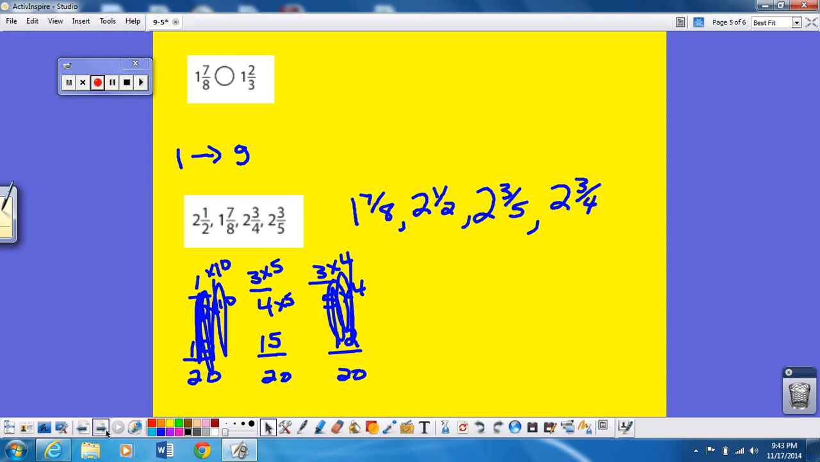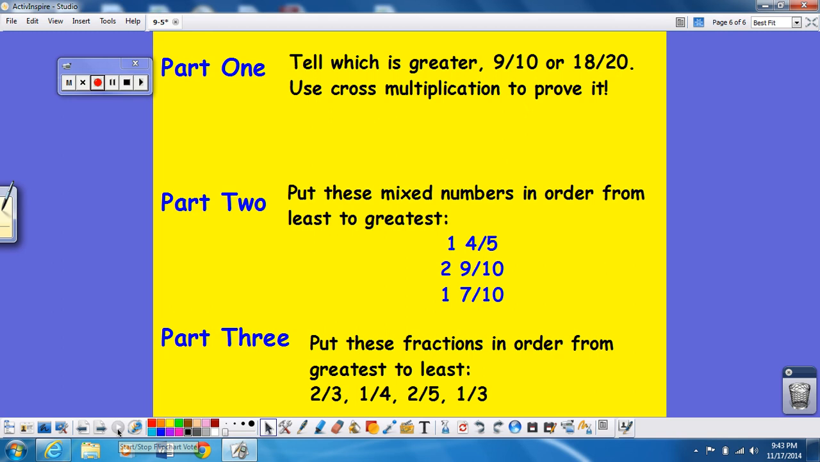Okay, now on your notes page, I've got 3 different exercises I want you to do. Part 1, tell which is greater, 9/10 or 18/20. So on your paper, in your notes column, I should see 9/10 and a little circle and 18/20. And then you're going to show me greater than, less than, or equal to, and you're going to show me how you did that with cross multiplication.